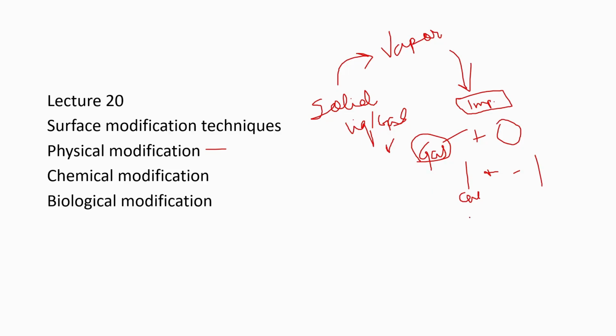And then etching, another method of physical modification. It can be dry etching or wet etching. In dry etching, the surface is modified without the use of liquid, but in wet etching, the surface is incubated in chemicals or chemical solutions that etch the surface of interest. So these were all the methods of physical modification.